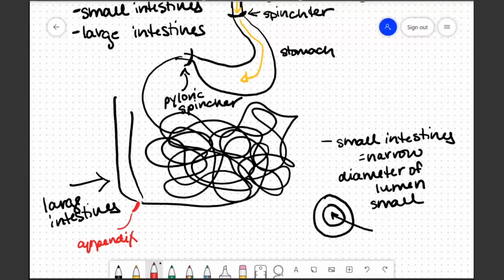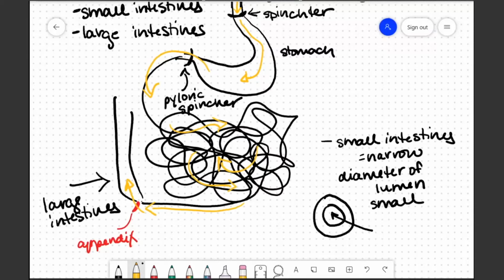So we have food that has come into our stomach. It then, ooh, wrong color. It then goes into our small intestines. It goes through all of these tubes through the entire process. And then after it does, it will dump into the large intestines.